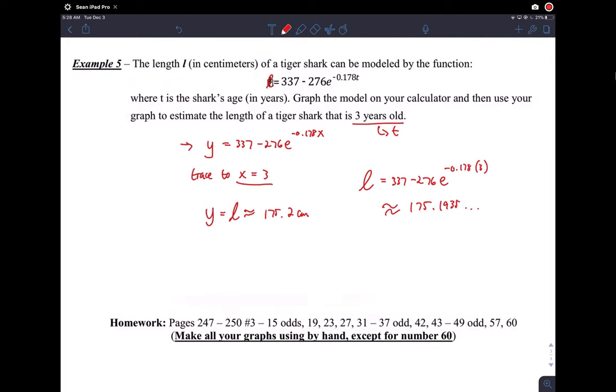So that's that. That's just an application, and just to show you that people use these things in real life.